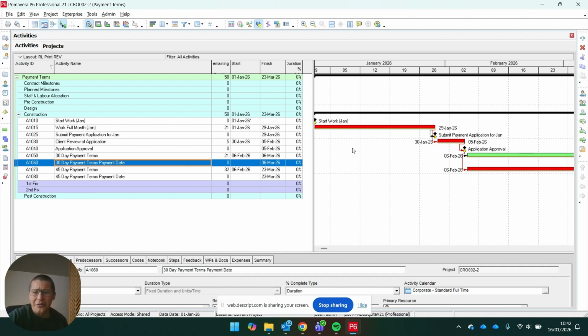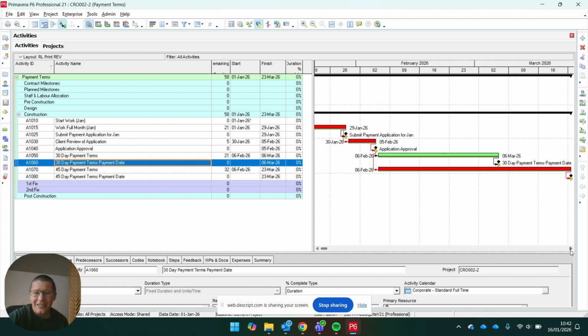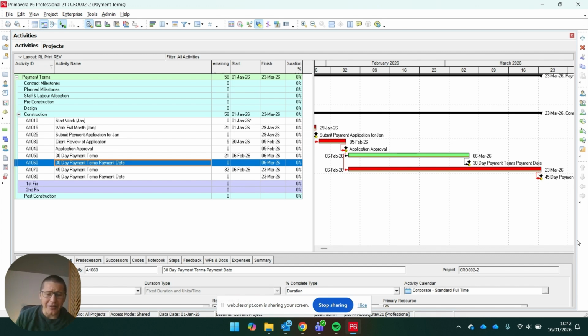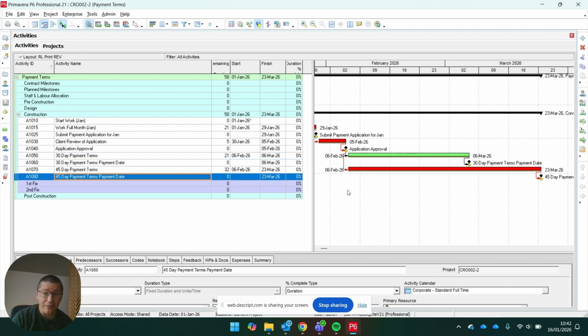Now, 30-day payment terms, I would say, is quite the standard within contracts in the UK. So this is your norm in the construction industry as a subcontractor. The work that you do in January, you will get paid for in March, generally speaking, on 30-day payment terms. If you were on 45-day payment terms, then we're talking more about the end of March that you'll get paid for the works that you've done in January.